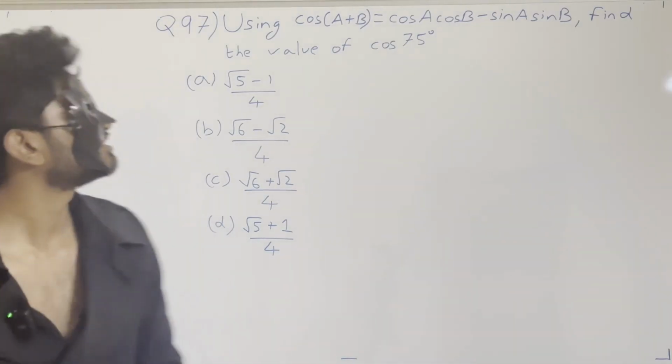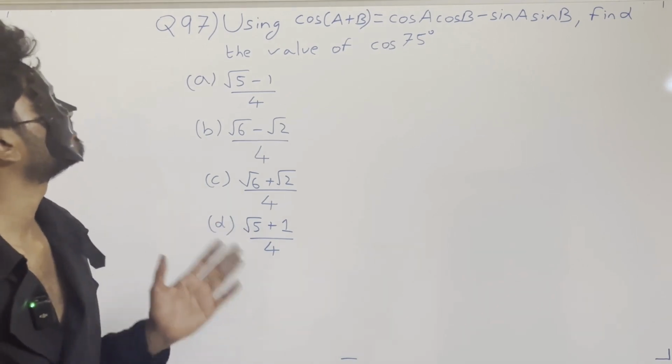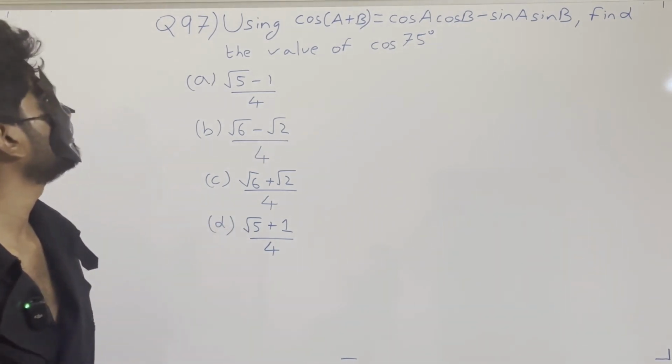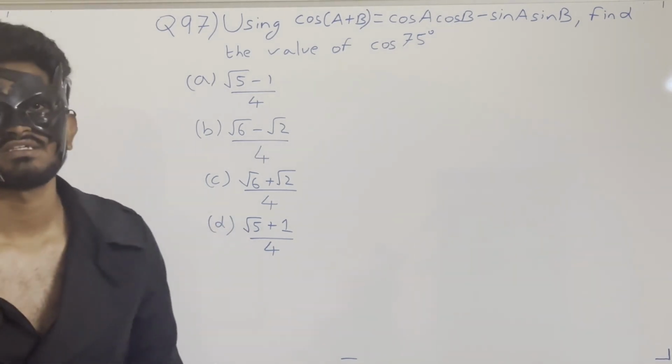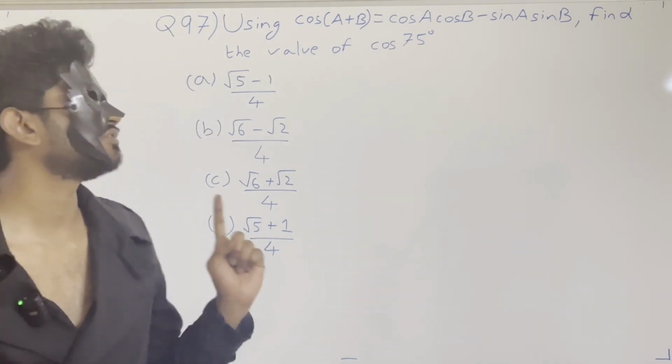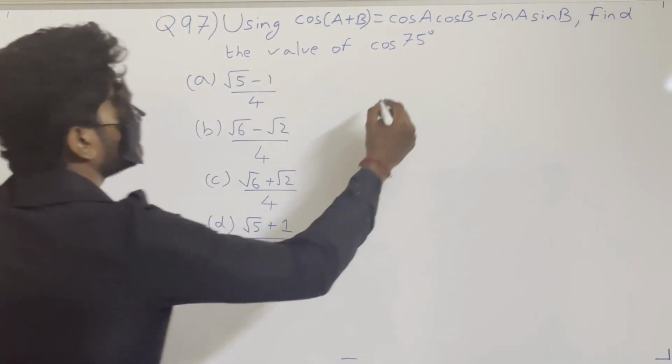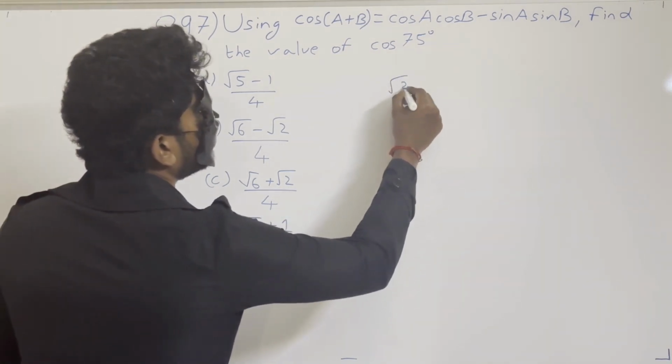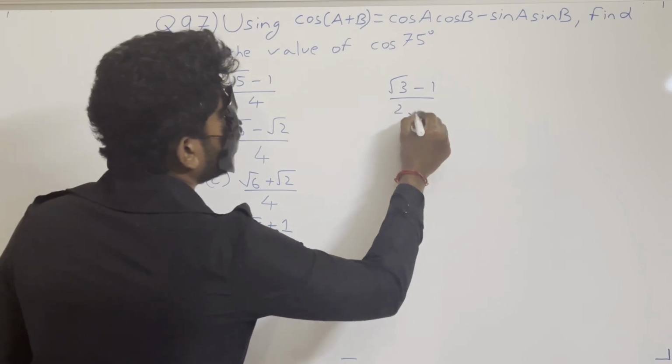So superhumans, next question is, using cos(A+B) is equal to cos A cos B minus sin A sin B, find the value of cos 75 degrees. Here I already taught you the value of cos 75. I already told you to memorize the value of cos 75 degrees. It is nothing but (root 3 minus 1) by 2 root 2.